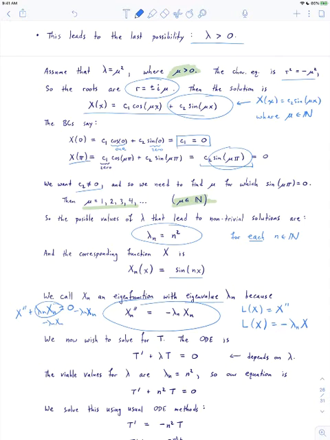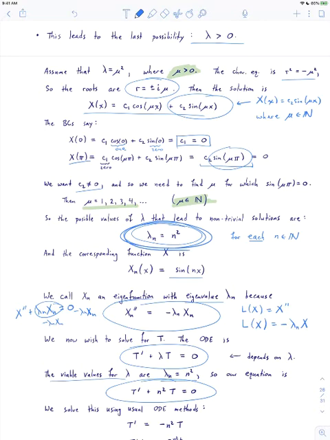Okay, so we now want to do the same thing for T. In this case, the ODE is T prime plus lambda T. Now it will depend on lambda, and we have lots of different lambdas now. We're calling them lambda sub n, so we have a different equation for every lambda n. The viable values for lambda are lambda n equals n squared, so our equation becomes T prime plus n squared T is equal to 0.